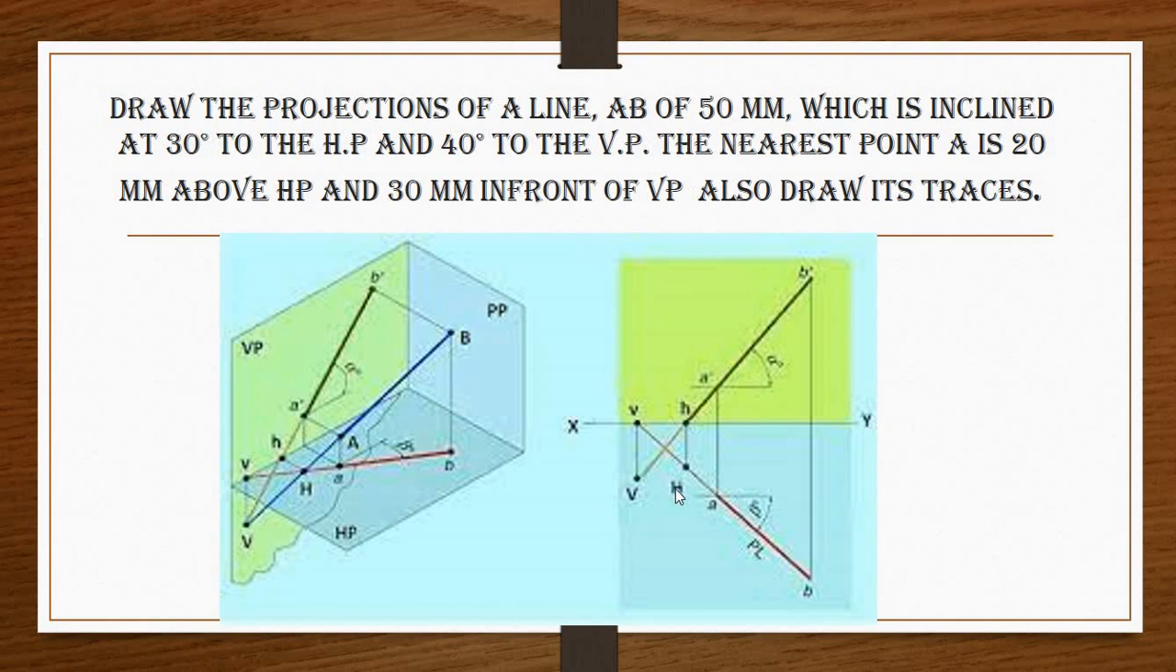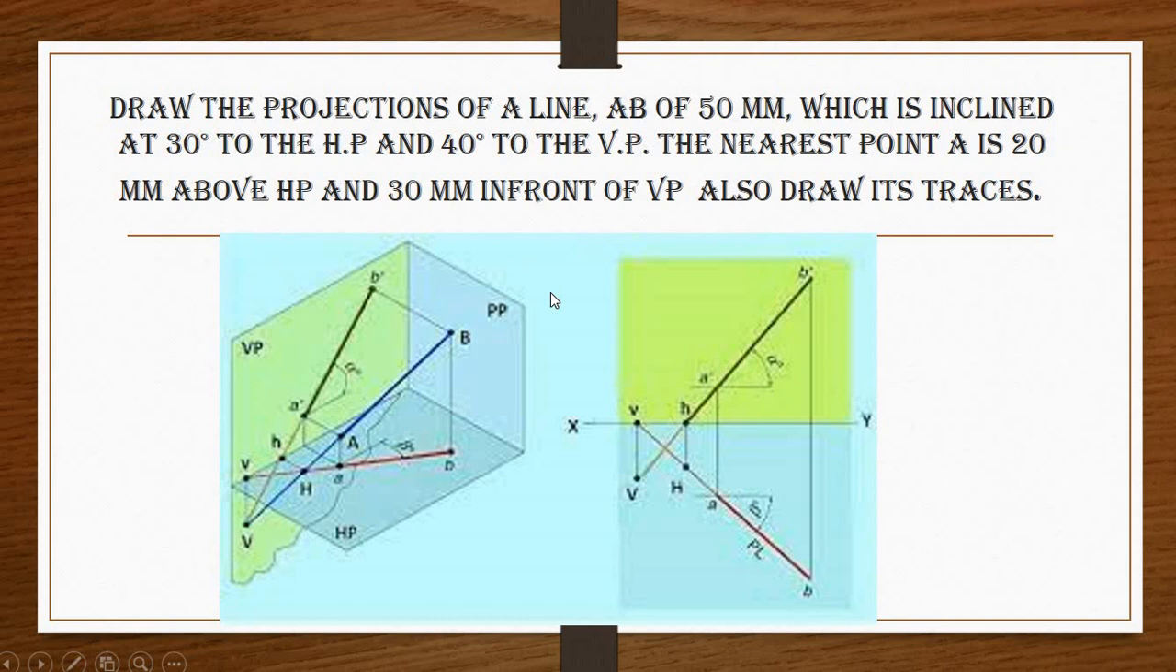So trace is nothing but the point in which the line intersects with the corresponding plane. That point of intersection is called as trace. When the line is inclined to HP, definitely horizontal trace will be available. That is, it will intersect with the horizontal plane. Similarly, when the line is inclined to VP, vertical trace will be available. The procedure to obtain horizontal trace and vertical trace separately has been done as a separate video, and that link has been shared in the description of this video. You can go through that for detailed understanding.